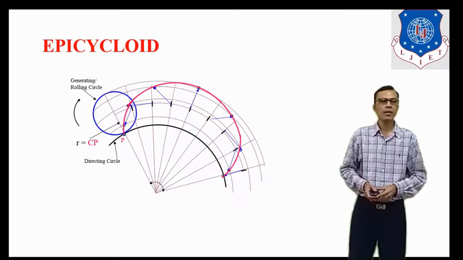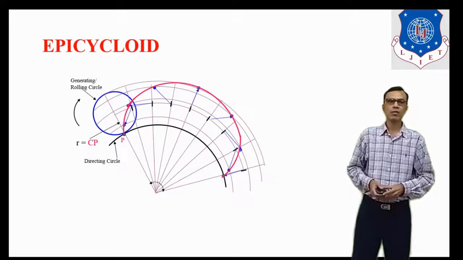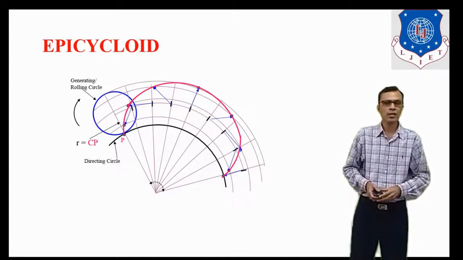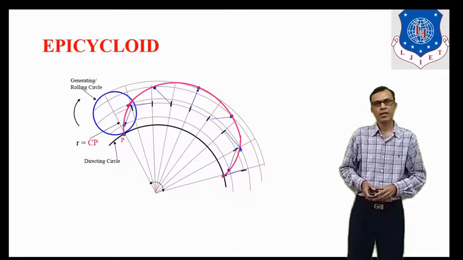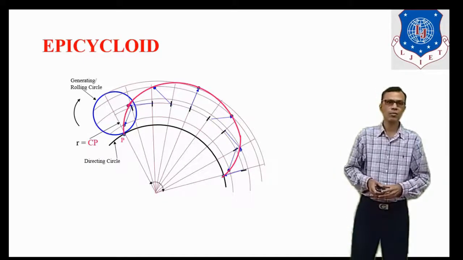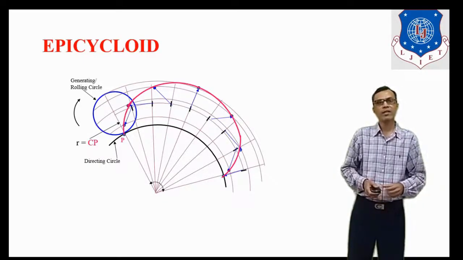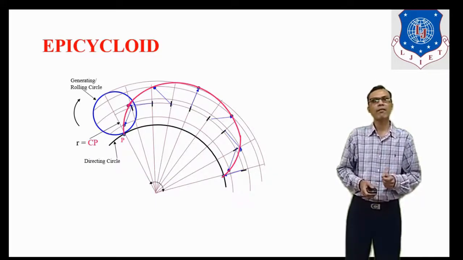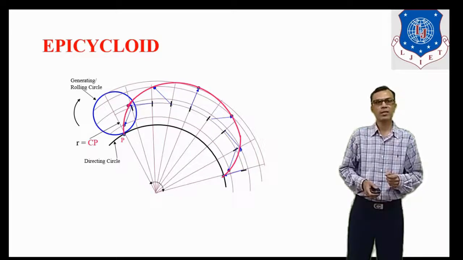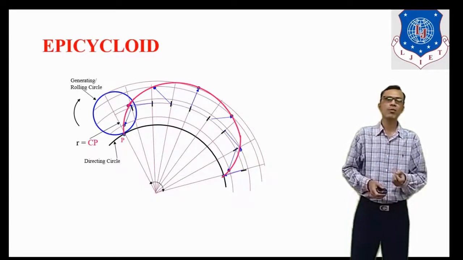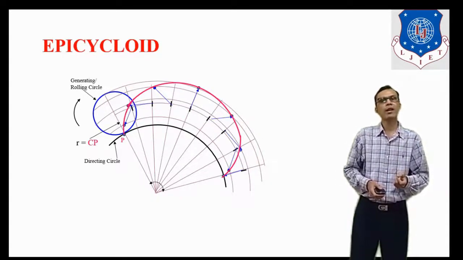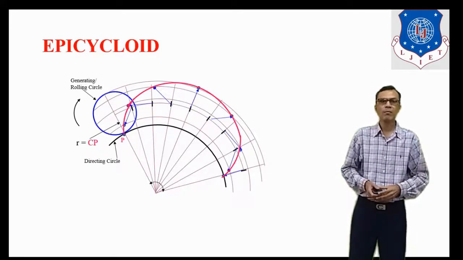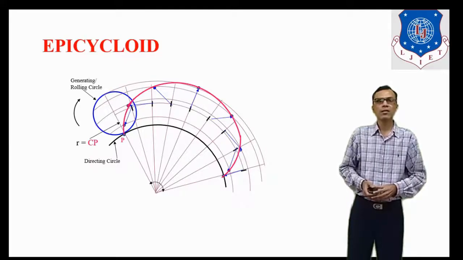The next type of curve is epicycloid. In this type of curve, the rolling circle is outside the generating circle or directing circle. If we consider one rotation of this rolling circle, and one point on its circumference, then the path traveled by this point will follow some particular curvilinear path. That path is known as epicycloid. Here this curve is shown by the pink curvilinear path.